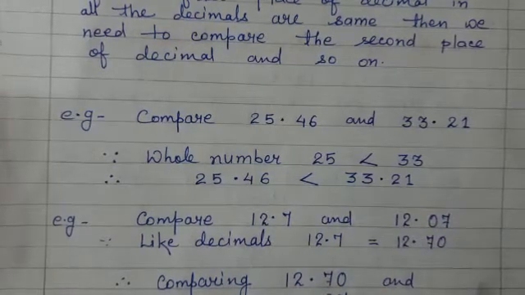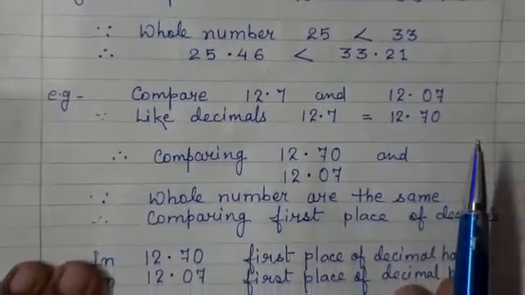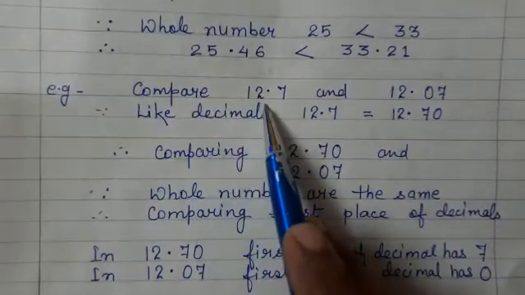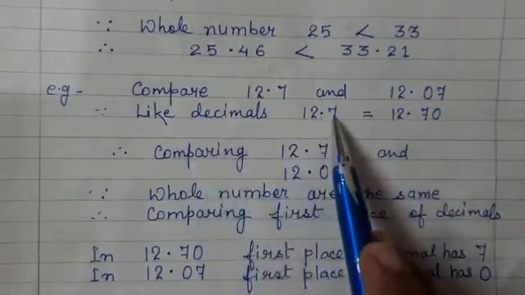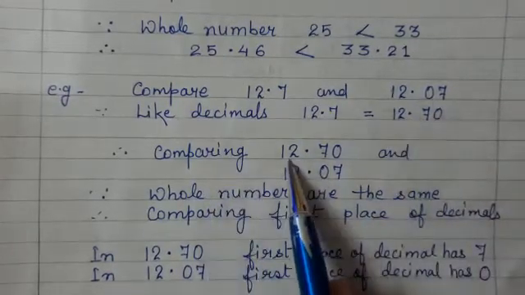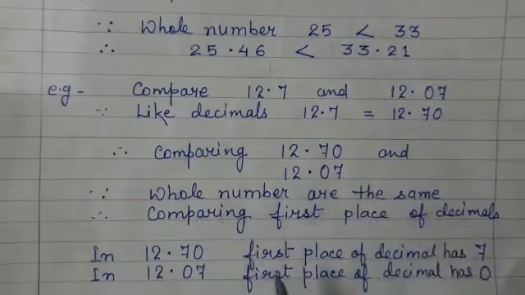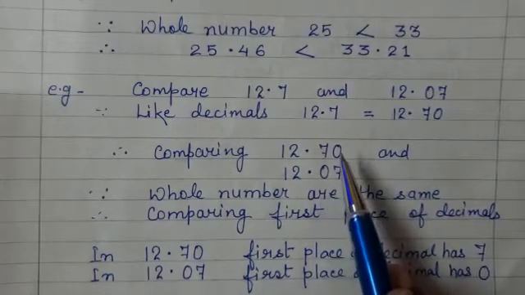Look at another example. Compare 12.7 and 12.07. First of all, we have to convert the first decimal number into like decimal of the second. So 12.7 can be written as 12.70. Now comparing 12.70 and 12.07, the whole numbers are the same. Therefore, we have to compare the digit in the first decimal place.